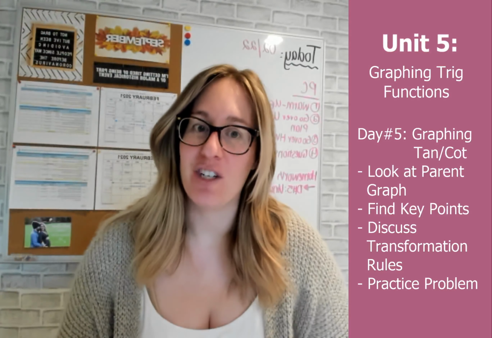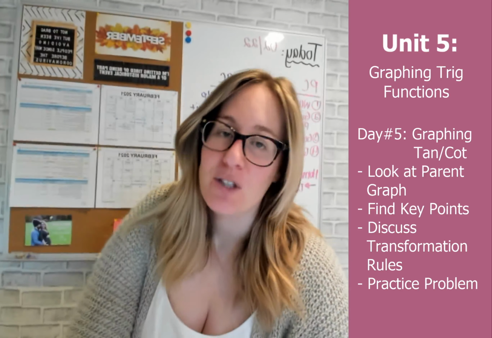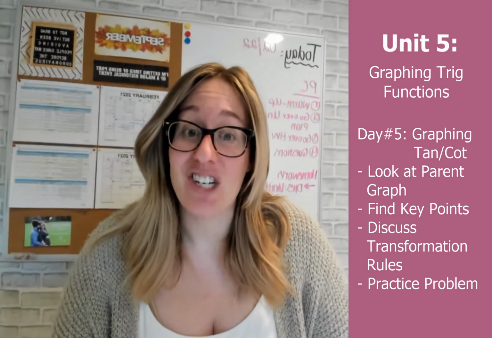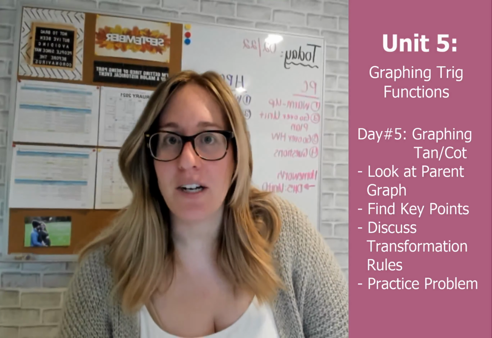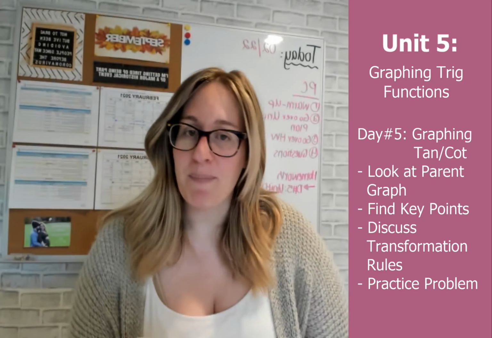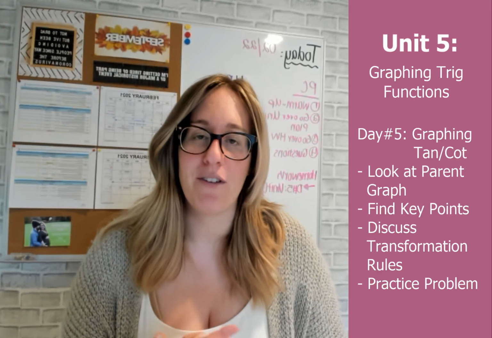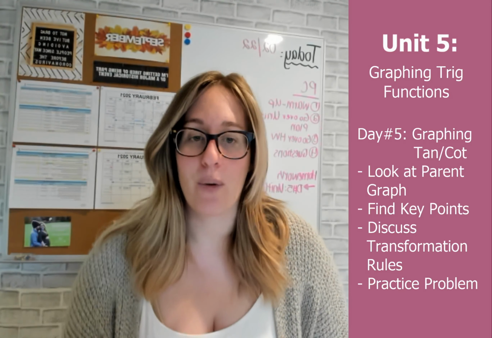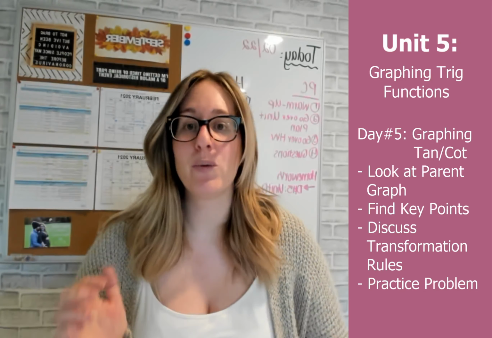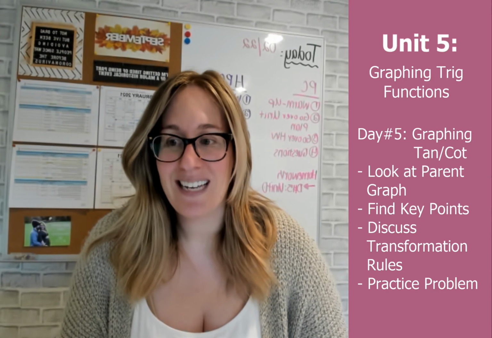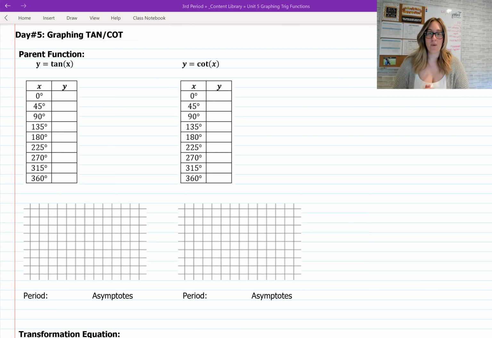Anyways, we are jumping into Unit 5, which is graphing trig functions, and we are on day number 5, graphing tangent and cotangent. So just a run through of what we're going to do today. We're going to look at the parent function graphs. We're going to talk about key points and key characteristics of your tangent and your cotangents. We're going to discuss our different transformation rules, and then we're going to do a couple practice problems. So let's get to it. Okay, so here we go.